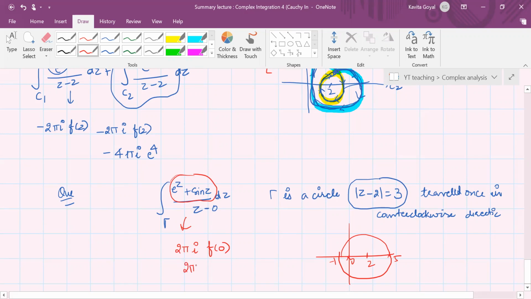So this is 2 pi iota times e raised to power 0 plus sine 0. e raised to power 0 is 1, sine 0 is 0. So this is 2 pi iota. So your answer is 2 pi iota. Okay.